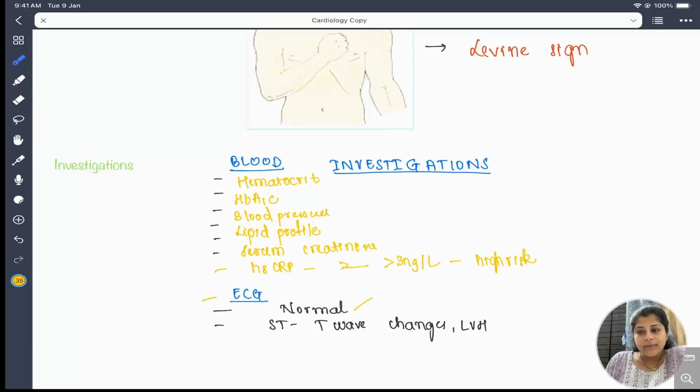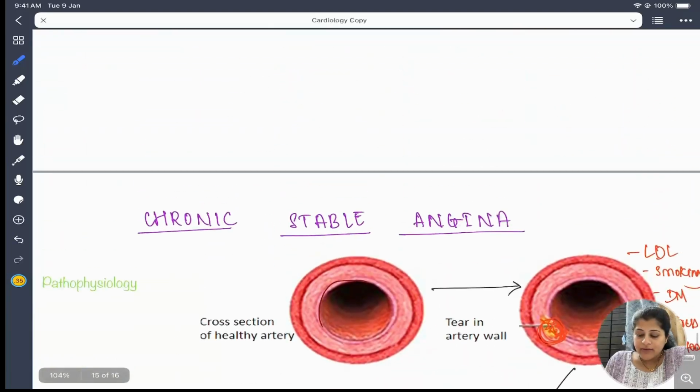It might be normal, or there might be STT wave changes. The patient might have features of left ventricular hypertrophy or some arrhythmias. This is about today's video. I'll quickly recap.